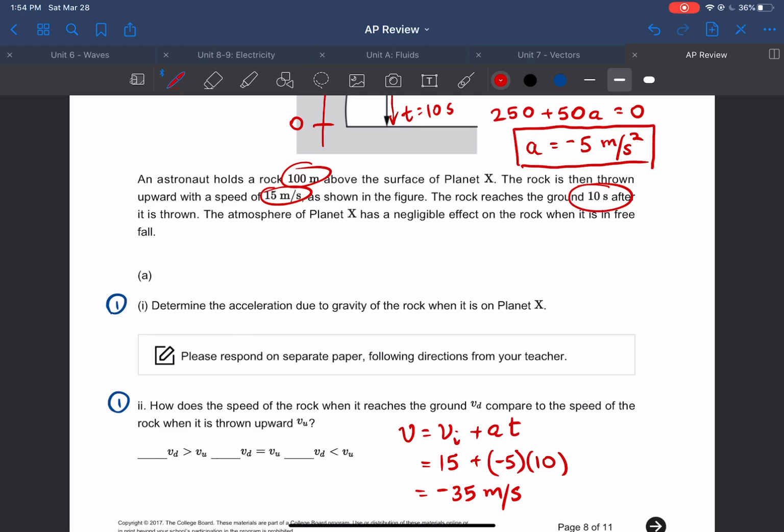Now you have to be really careful here because this is not asking about velocity, it's asking about speed. So the speed of the rock when it lands is just 35 meters per second. Remember, speed does not have direction, so it's never negative, it's always a positive number. So the speed is going to be larger when it lands than when it's thrown upward.